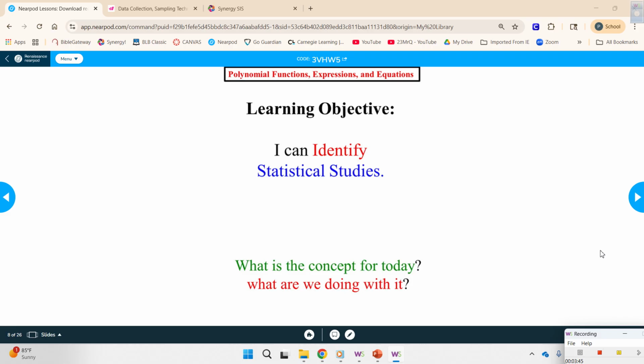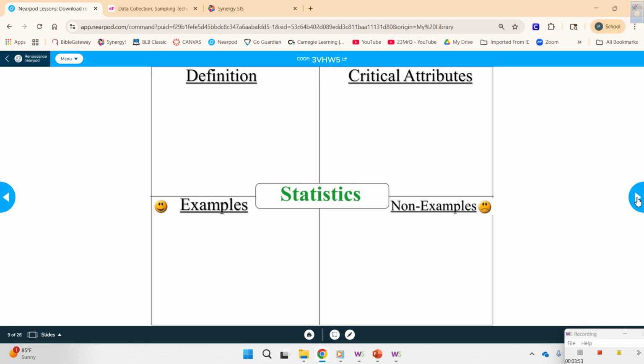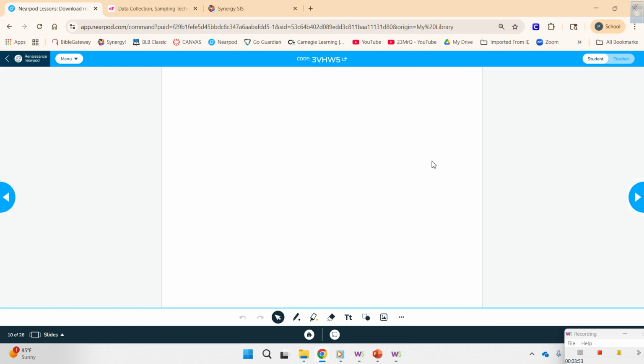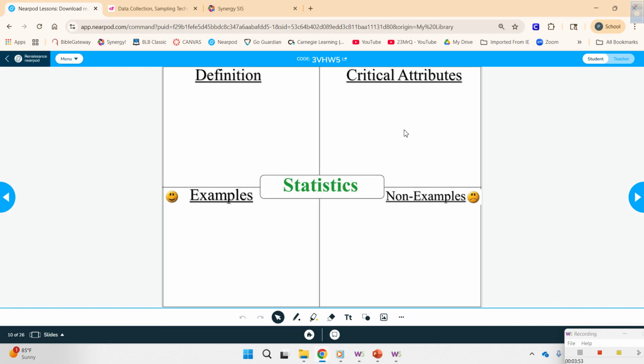I can identify statistical studies. So, on your screen, write me critical attributes of statistics. Got 20 seconds on your screen. And go. 3 critical attributes. Hurry up, hurry up. Okay. 10.